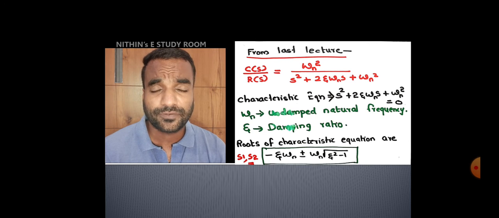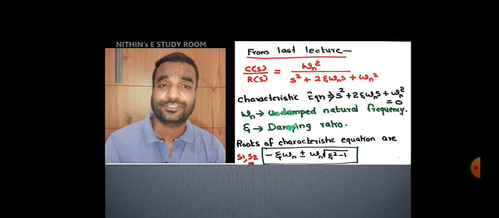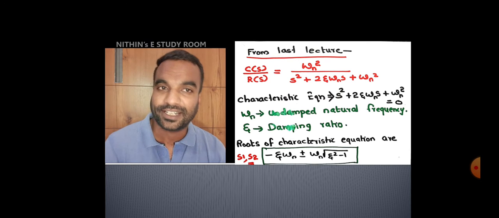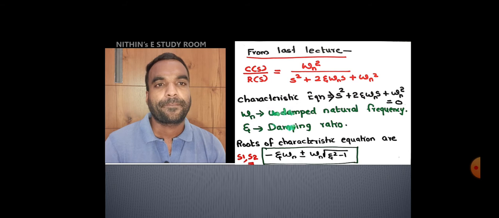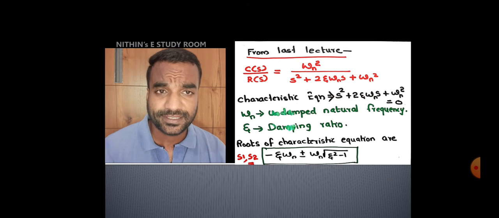So C of S by R of S is equal to omega n square by s square plus 2 eta omega n s plus omega n square. This is the standard representation of a second order transfer function. And omega n is nothing but the undamped natural frequency, and eta is the damping ratio.